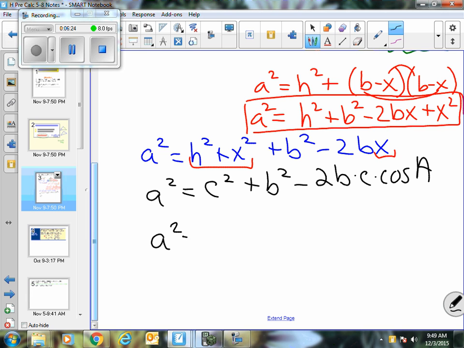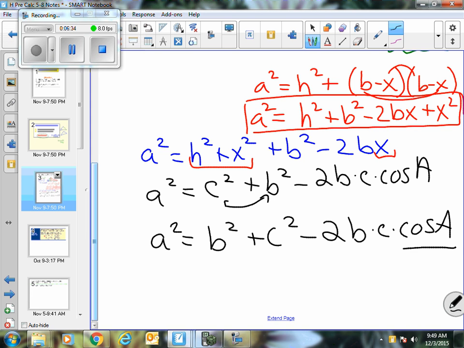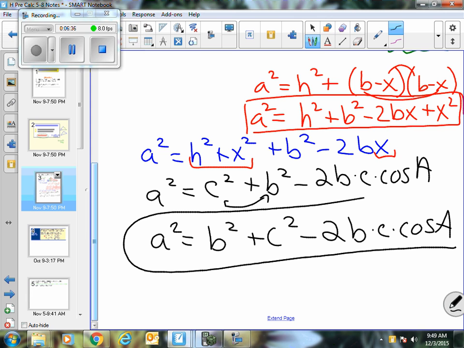I'm just going to do one last switch. I'm going to switch the order of these just so it goes alphabetical. So a squared equals B squared plus C squared minus 2 times B times C times the cosine of A. And that is one version of the law of cosines. So notice, if you know 3 sides, A, B, C, you would be able to solve for angle A. Or what if you know 2 sides and the angle in between them, then you'd be able to solve for little a.